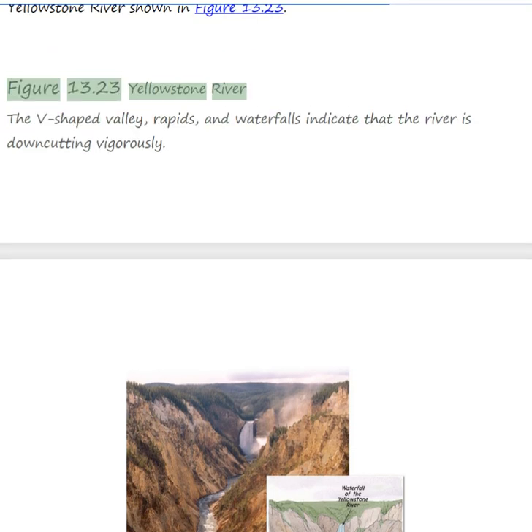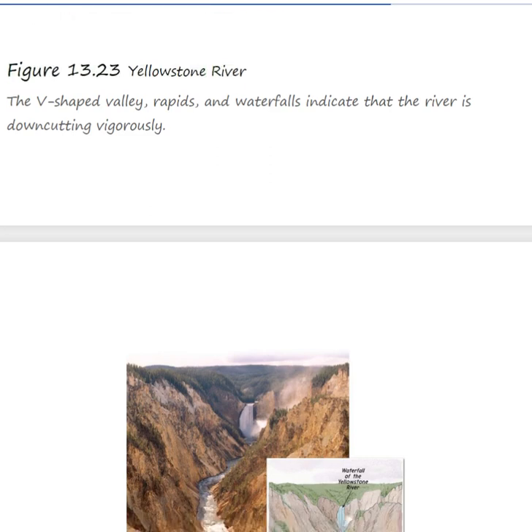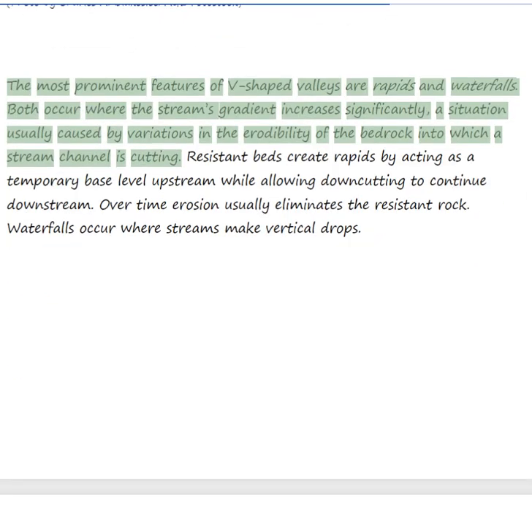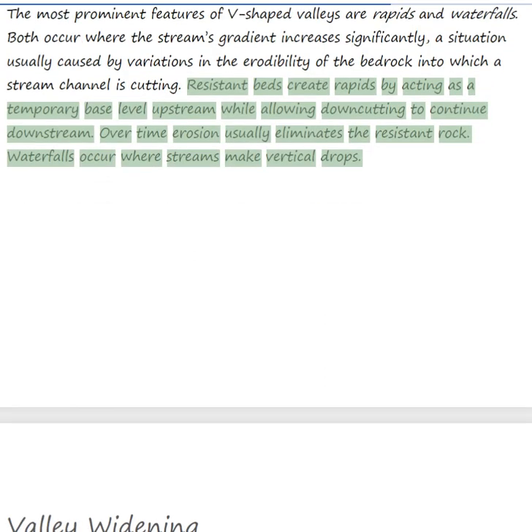Figure 13.23 Yellowstone River. The most prominent features of V-shaped valleys are rapids and waterfalls. Both occur where the stream's gradient increases significantly, a situation usually caused by variations in the erodibility of the bedrock into which a stream channel is cutting. Resistant beds create rapids by acting as a temporary base level upstream while allowing downcutting to continue downstream. Over time, erosion usually eliminates the resistant rock. Waterfalls occur where streams make vertical drops.